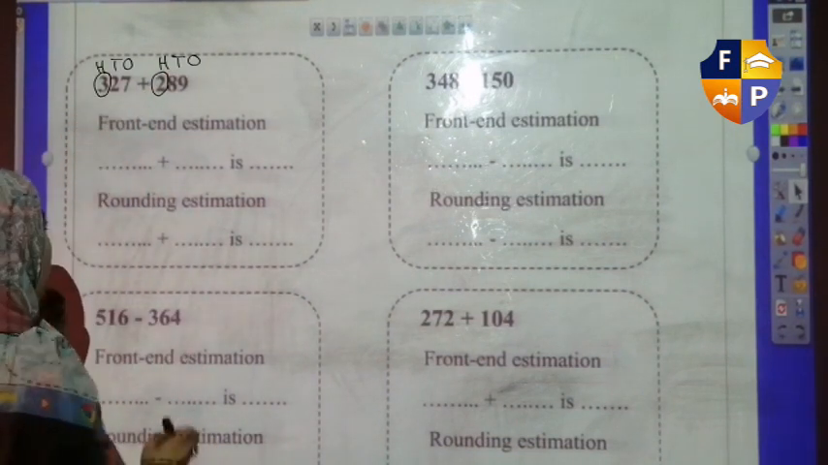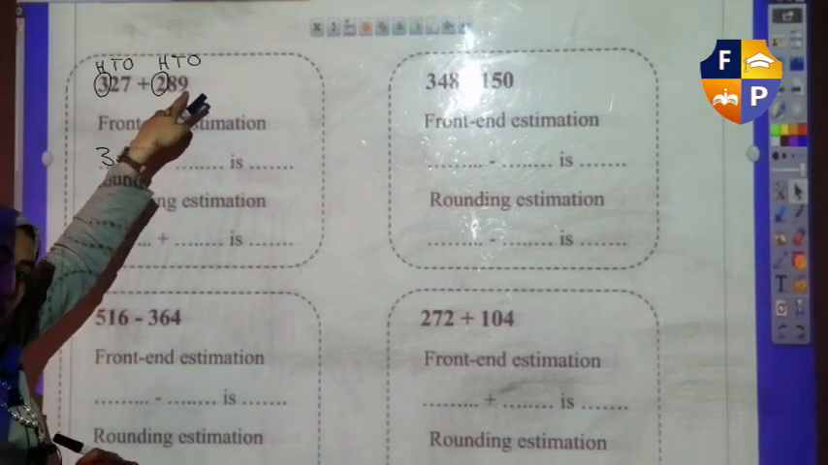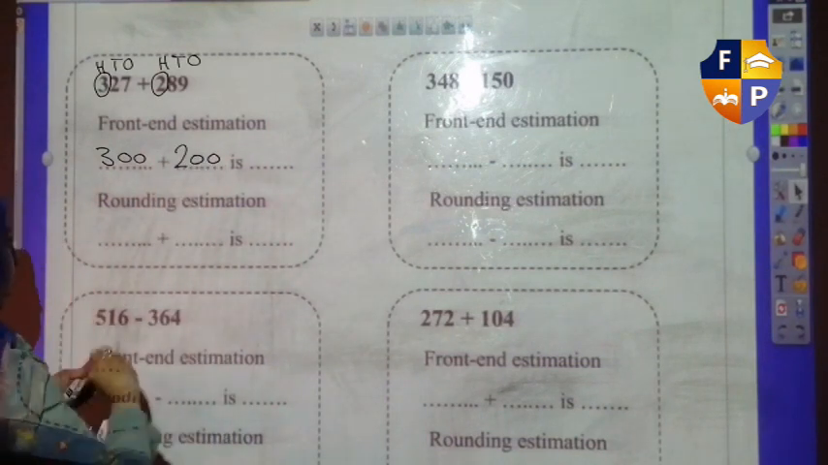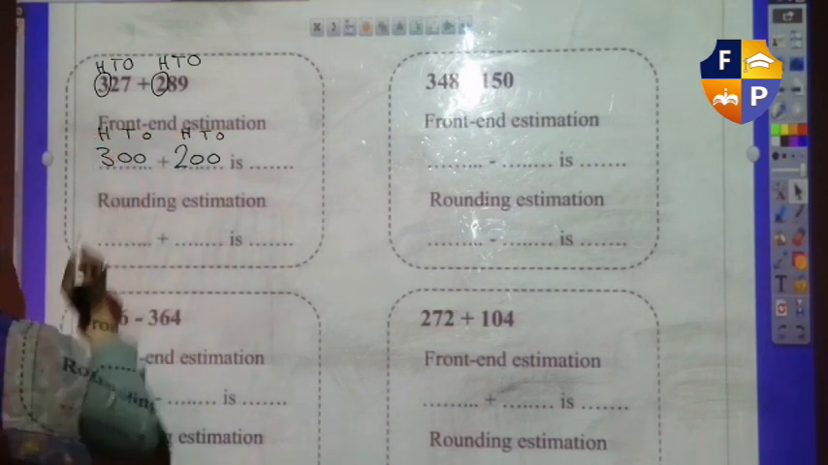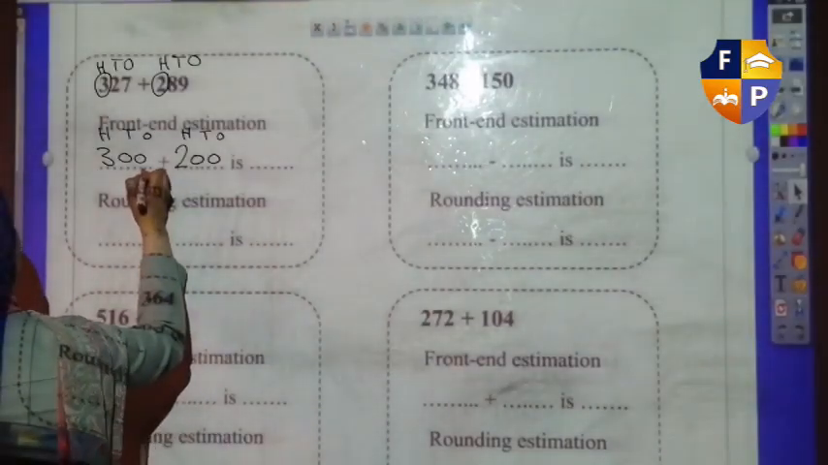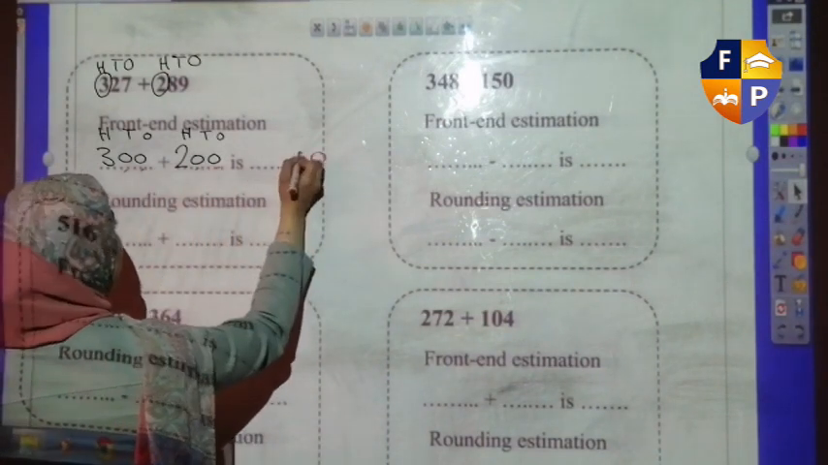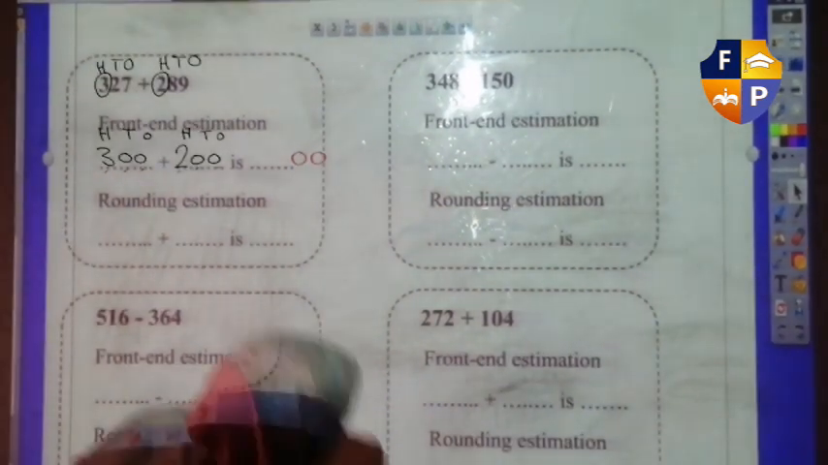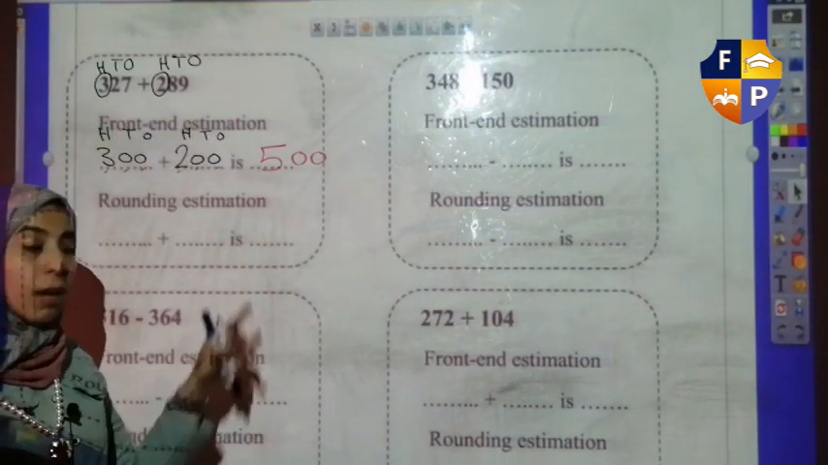327 is estimated to 300. And 289 is estimated to 200. And now do my addition operation. Okay, ones, tens, hundreds, ones, tens, hundreds. As we said before, in plus and minus we start from ones. Ones with ones. 0 plus 0 equals 0. Then 0 plus 0 equals 0. Then 3 plus 2, after 3, 4, 5. So my estimated sum from front-end estimation strategy is 500.